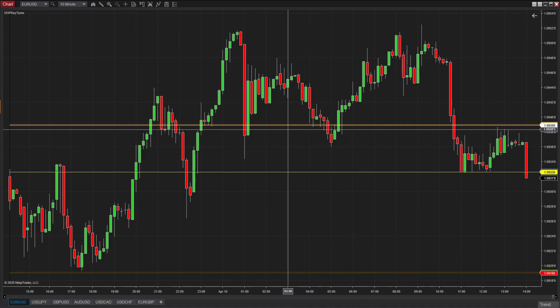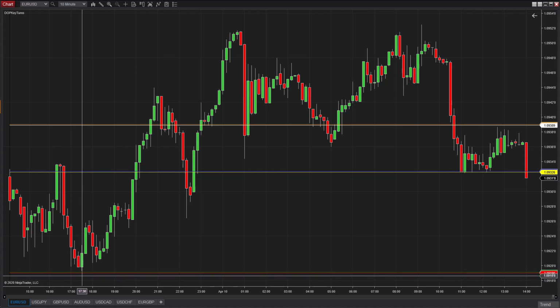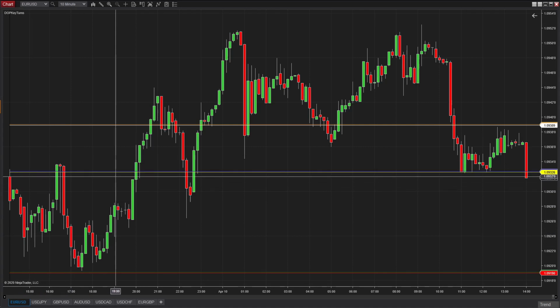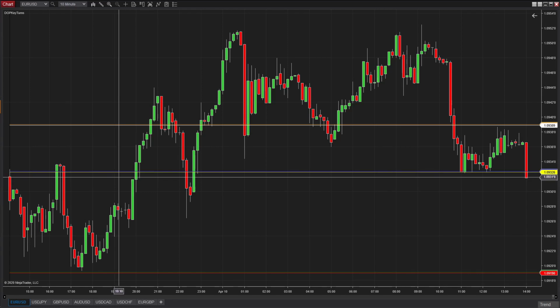And the idea is really simple. Above here, we want to be long. And below here, we want to be short. And then we treat these the same. Above here, we want to be long. And below here, we want to be short. Really that simple. Okay, so let's jump in here.